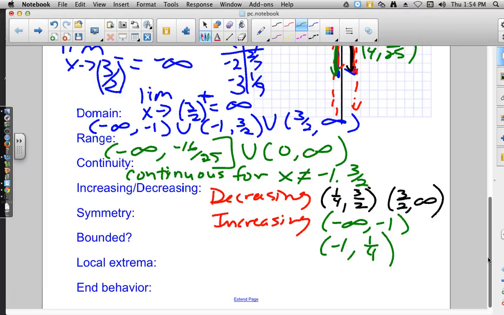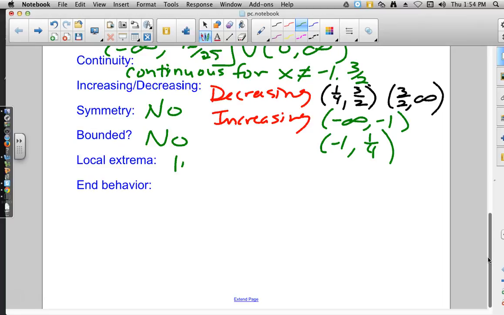Symmetry, not this one. Bounded, no, going up and down forever. The local extrema? Yeah, absolutely. We found a local max of negative 16/25 at 1/4. So that was our local max that we had.